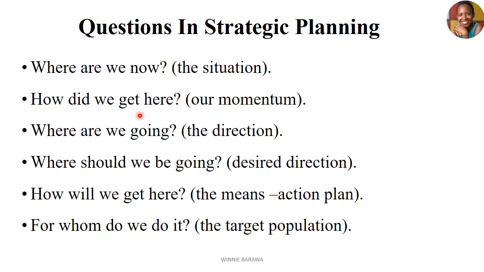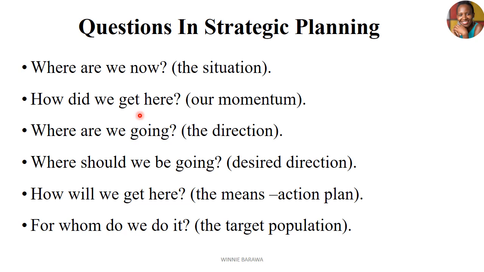Then the second part is, how did we get here? What is the history of this particular situation? What caused it? What contributed to it? What was intervened before now? So that you can have a clear momentum in terms of cause and effect of what led to the particular judgments. And then the next question now is, where are we going?